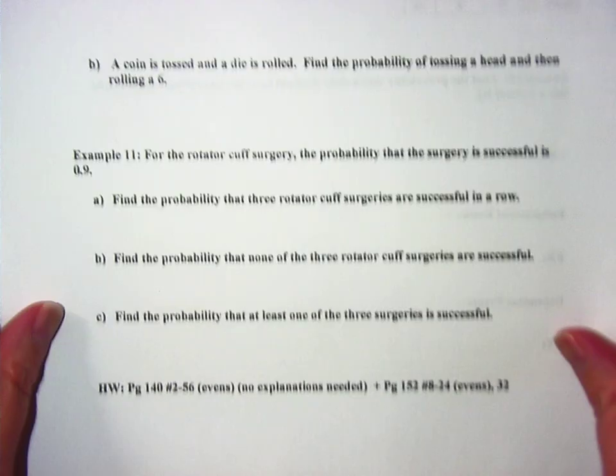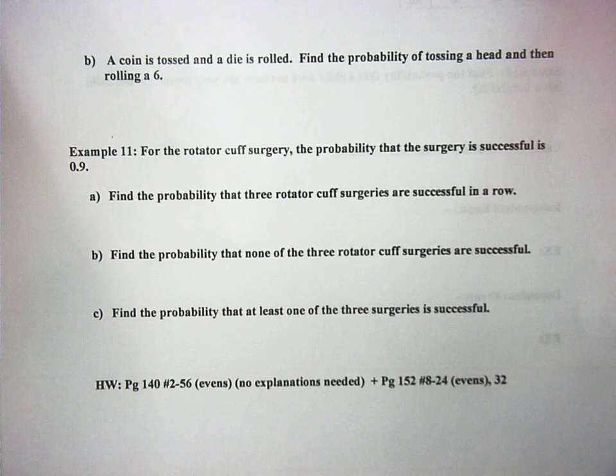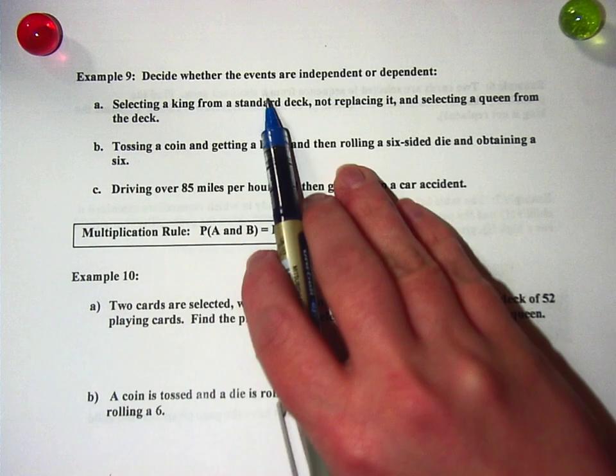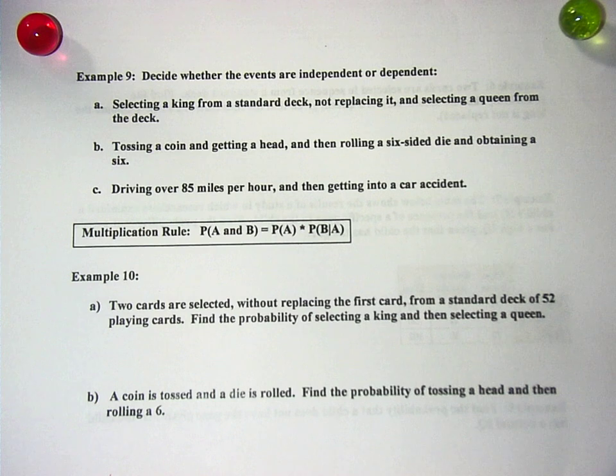So that is dependent. All right, for example 9, you are going to go ahead and try right now to label each one as independent or dependent. Go ahead and pause the deck or pause the video. Getting tired now. Okay, pause the video. Try it.